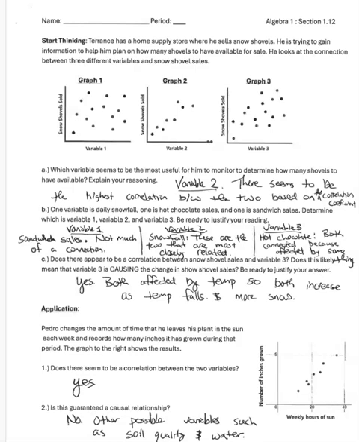Now, getting to those two random points in graph 2, I asked the students why they thought that we could have a bunch of snow, but we sold no snow shovels.